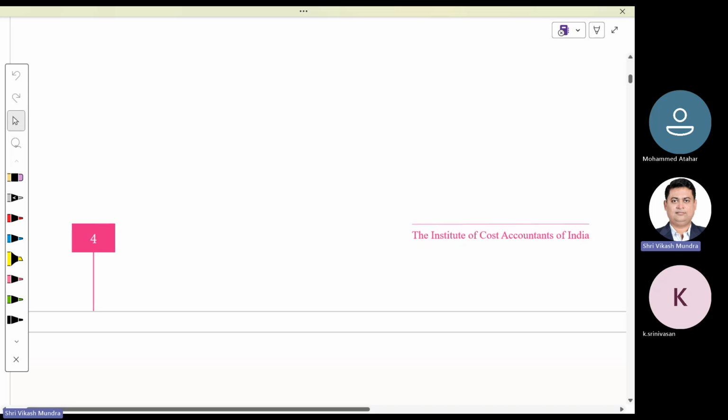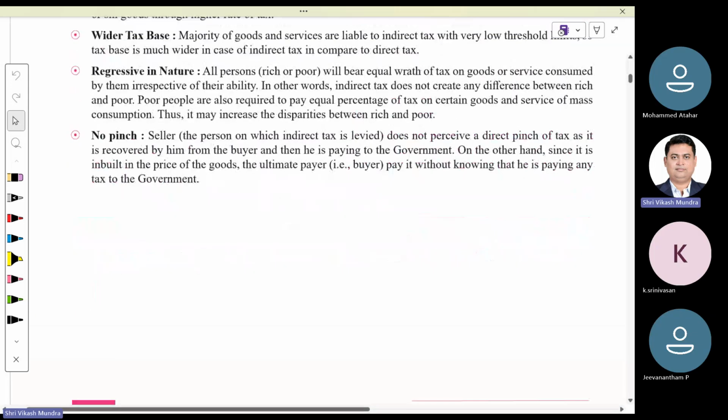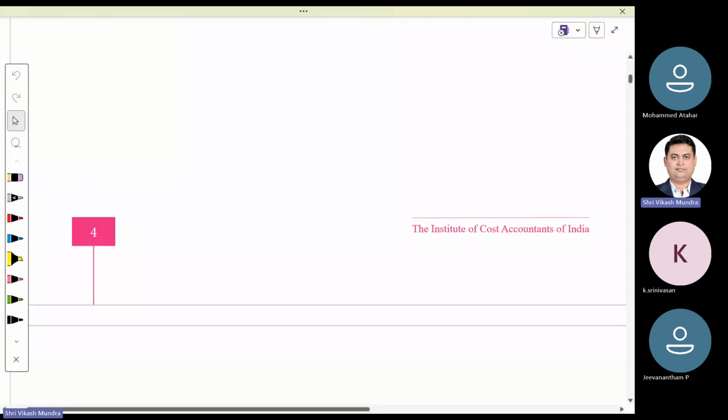That is 7B, paper number 7B. What are the features of indirect tax? In general, indirect tax denotes that the burden and levy are on two different persons. That is the feature of indirect tax. Generally, when the burden and levy are on two different persons, that is what we consider an indirect tax. Indirect tax is regressive in nature.